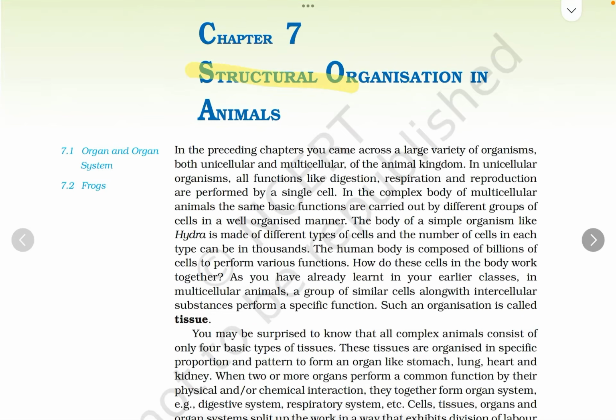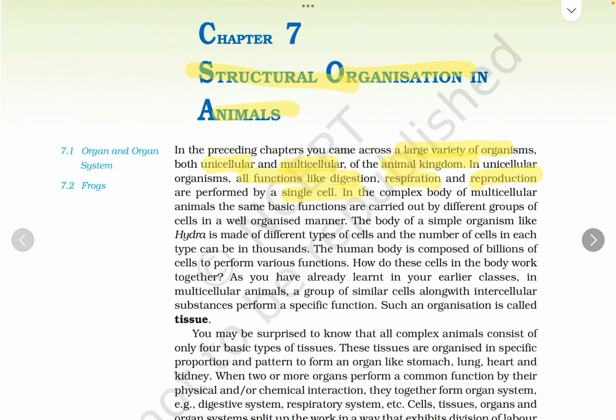So today we are going to start with structural organization in animals. In the previous chapters we learned about a large variety of organisms. We learned about unicellular and multicellular organisms of the animal kingdom. Now, in unicellular organisms all functions like digestion, respiration and reproduction are done by a single cell.